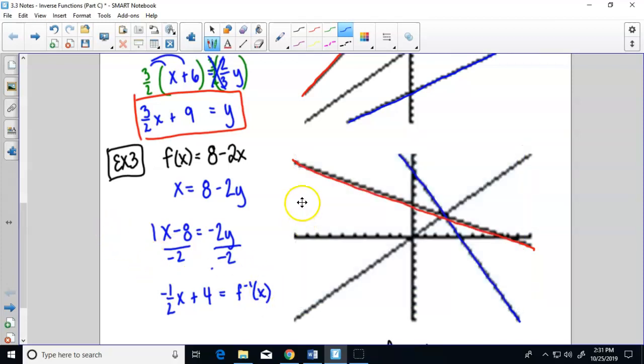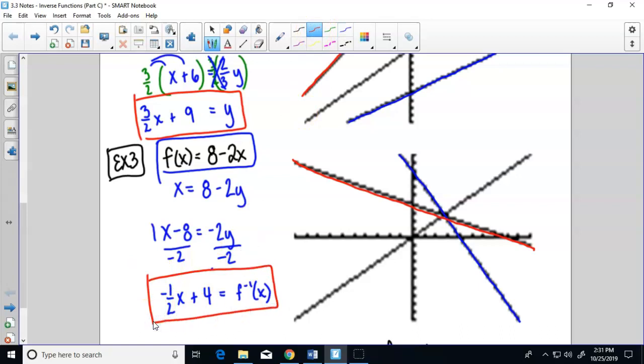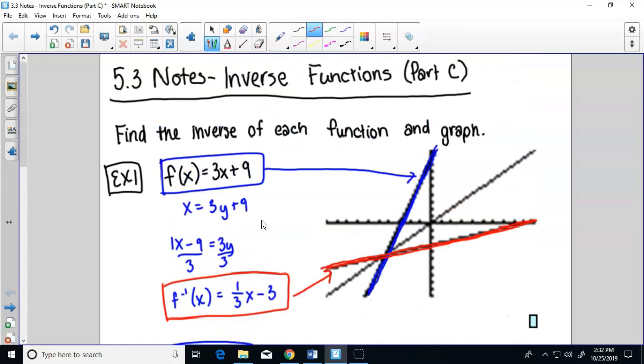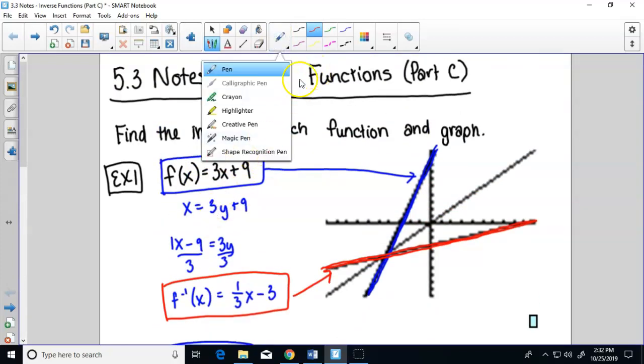If we look at the graph of those, again, the blue line is the 8 minus 2x. The red line is the negative 1/2 x plus 4. Symmetric about the line y equals x. This time both of them are decreasing, but one is steeper than the other. I gave you all of these because there's something I want you to notice. These are all linear, so I want us to look at the slopes of these.